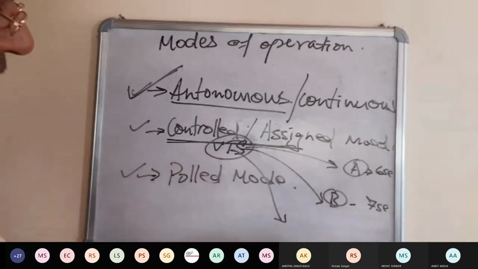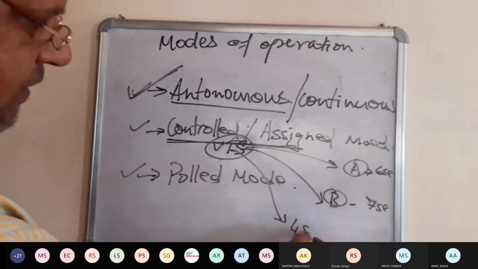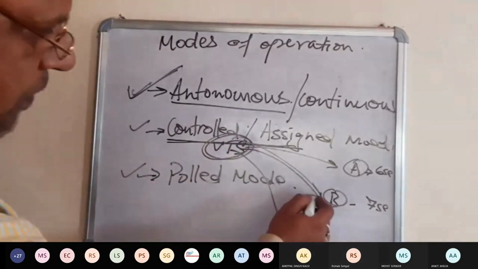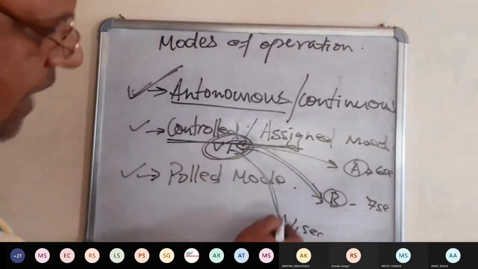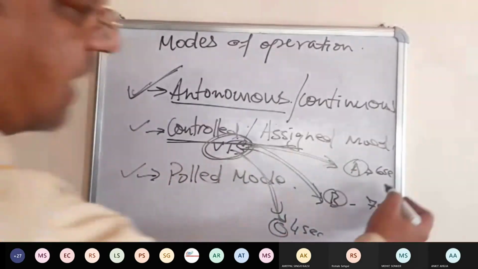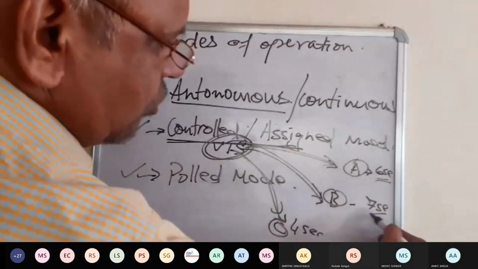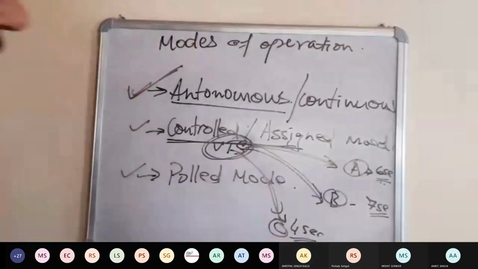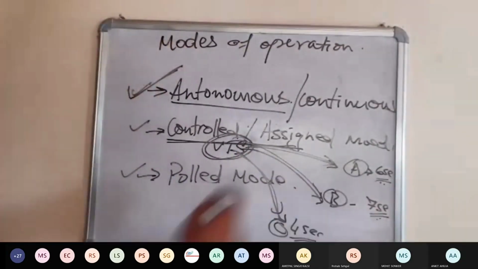Ship C, you transmit every 4 seconds. Or all of them at 7 seconds. So VTS can send a command to ship A, B, and C and all the ships and change their rate of transmission. No matter what speed you are doing, you transmit at 6 seconds, 7 seconds or 4 seconds.